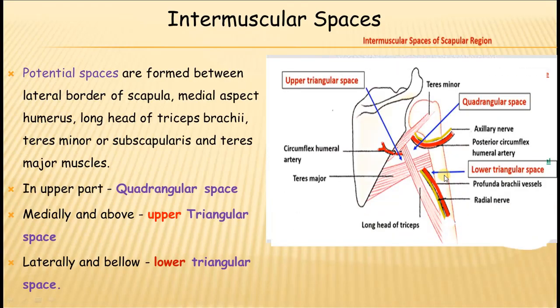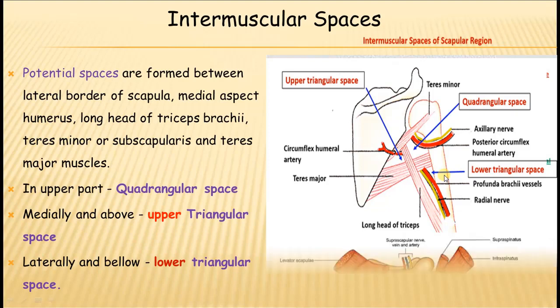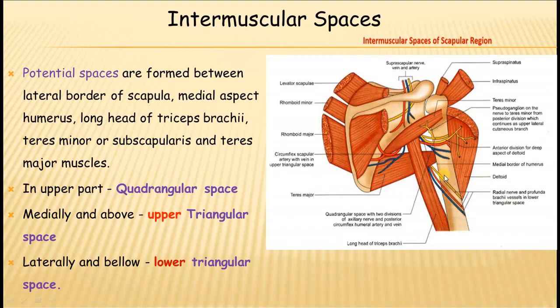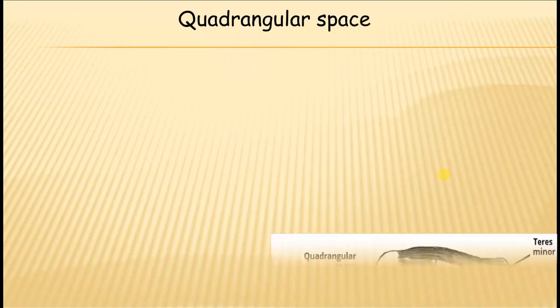Now this is a very schematic or diagrammatic representation of these spaces, which is very easy for you to reproduce. That is why I have included this picture for you. Okay. And here is one more photograph showing the quadrangular and triangular spaces. Now we will see the boundaries and contents of each of these spaces one by one.